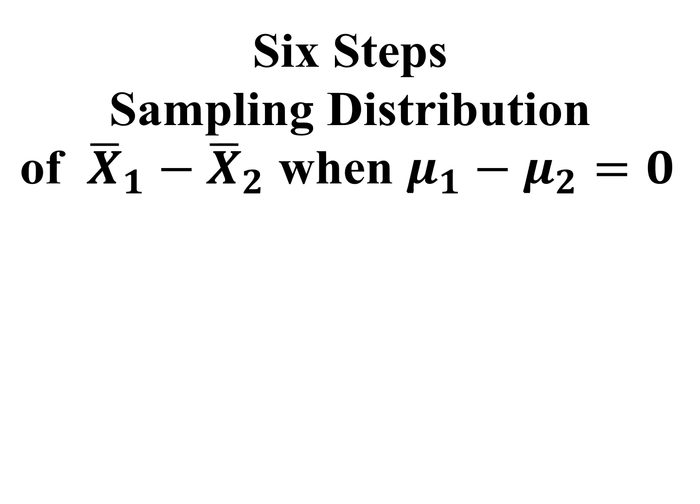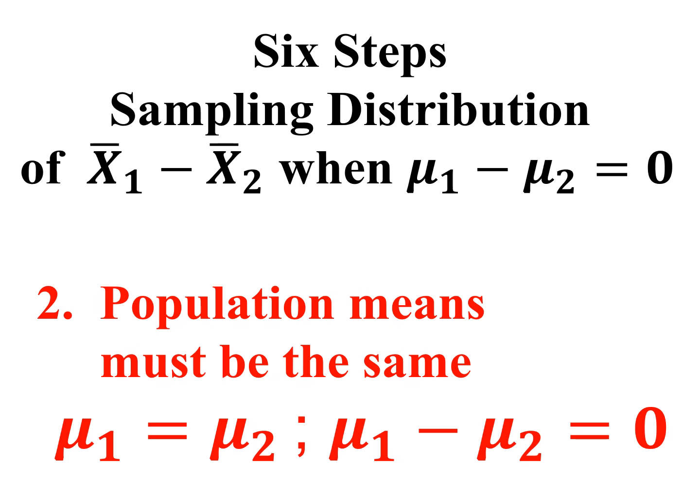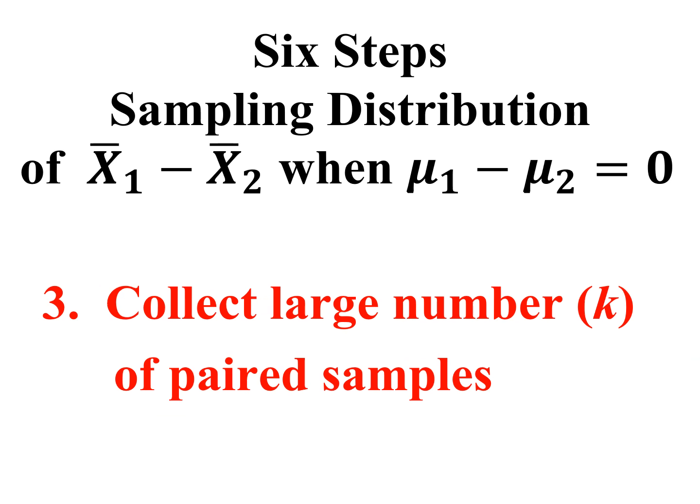There are 6 steps to creating this sampling distribution. The first step is to begin with two populations, and we'll refer to them as population 1 and population 2. The second step is that the two populations must be the same, or to put it another way, the difference between them must be 0, or to put it another way, the null hypothesis must be true. The third step is to collect a large number of paired samples. You collect one sample from population 1, and this sample is referred to as sample 1. You collect another sample from population 2, and this sample is referred to as sample 2.